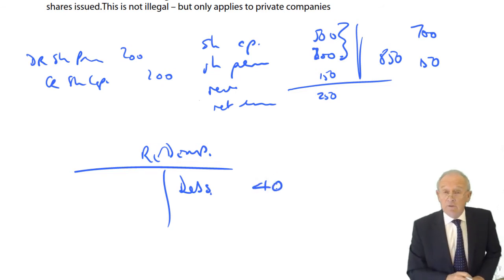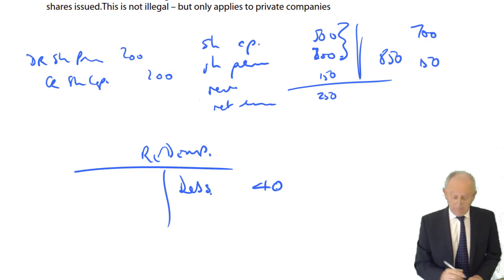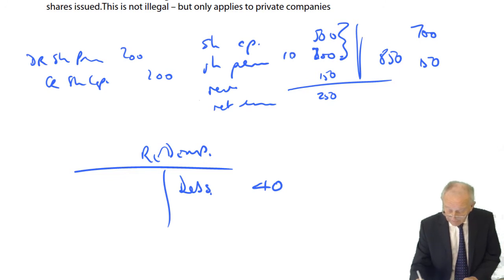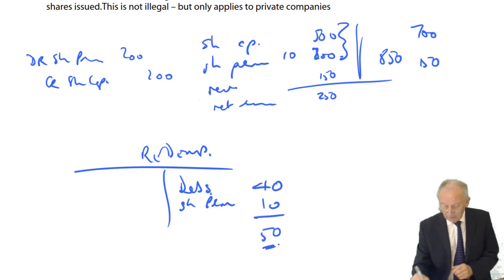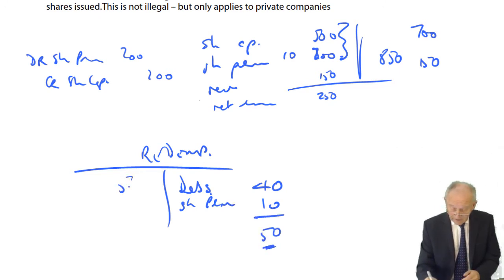But we're going to redeem these debentures at a premium of 10. So we're going to provide for the premium. We're going to debit the share premium account with 10 and credit the liability. So that now we're going to have this liability of 50, credit cash, and that gets rid of those debentures.